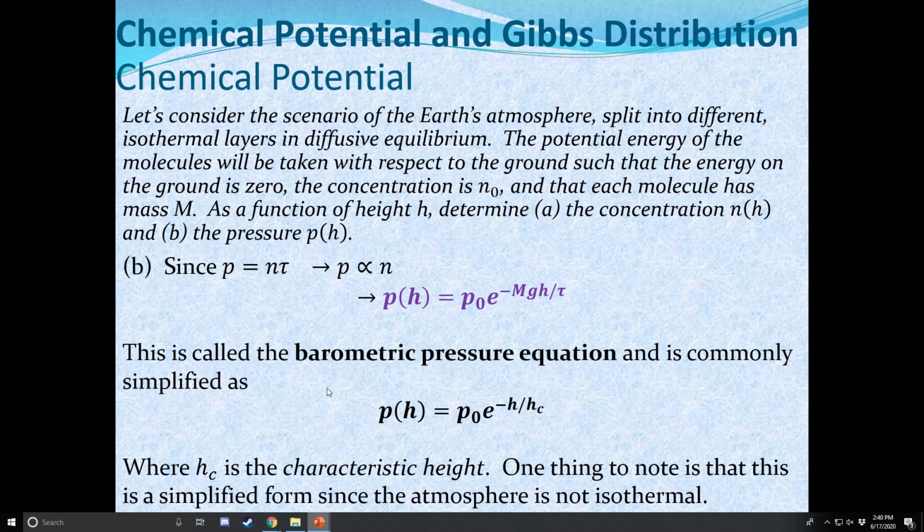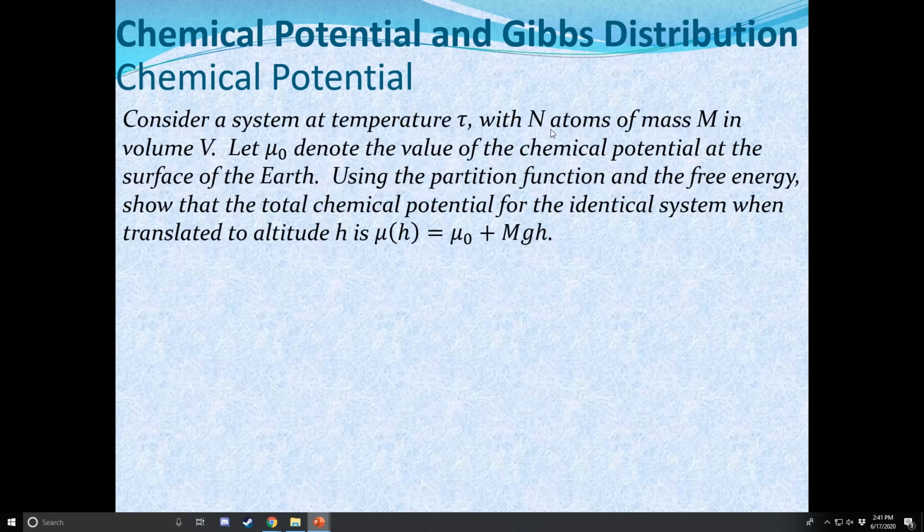Now, the one thing though is that this is considered an ideal case scenario, a good approximation of what's going on, because as we all know, the atmosphere isn't isothermal. There are going to be different temperatures as you go up. So this is not taking that into account. So yeah, this is a much more simplified version of what you would normally use.